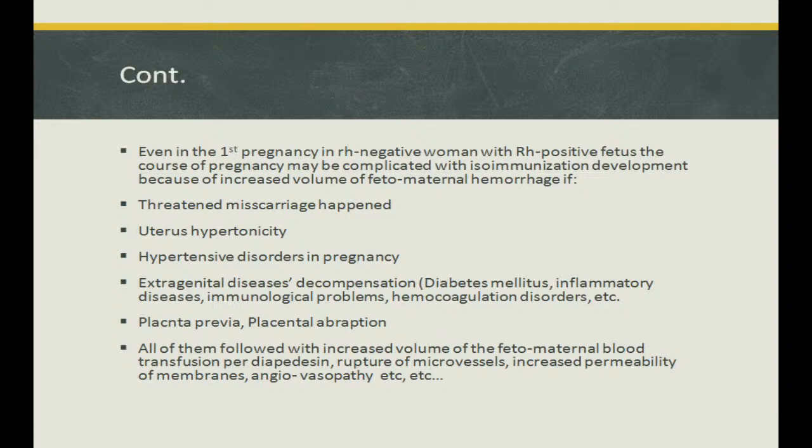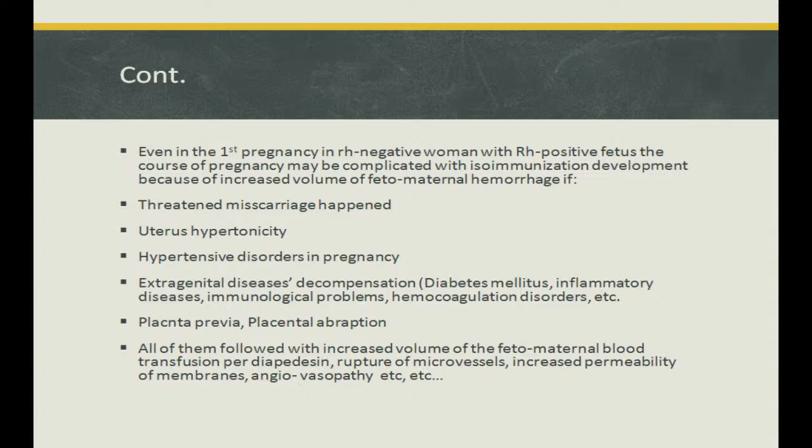Placenta previa and placental abruption are characterized by the main symptom, which is bleeding, hemorrhage in pregnancy. This bleeding may take place into the uterine cavity, or it may be external vaginal uterine bleeding. And of course, mixing of fetal and maternal blood, or entrance of the fetal component into the maternal circulation, will lead to development of the same problem even in the first pregnancy.